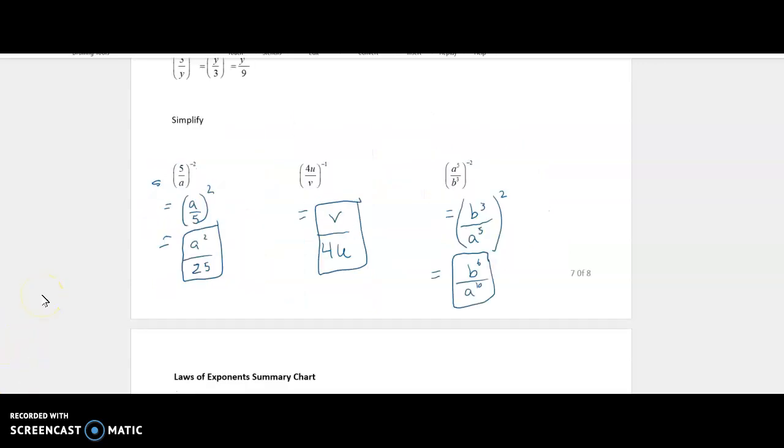All right, here's the answers to your last set of examples. These ones focus on flipping your fraction and then applying the exponent. Let me know if you have questions.